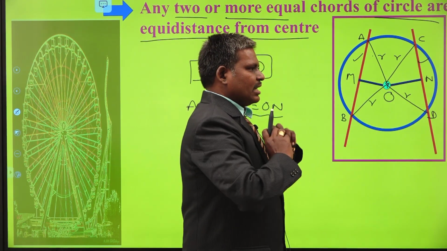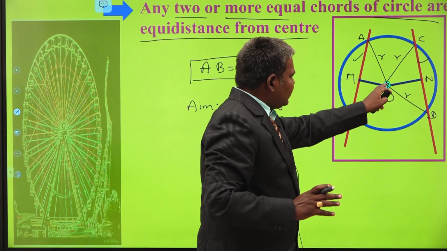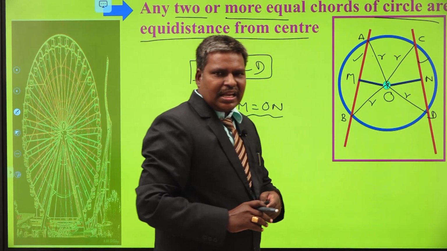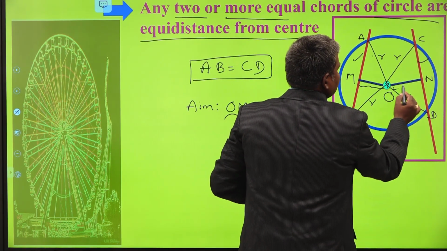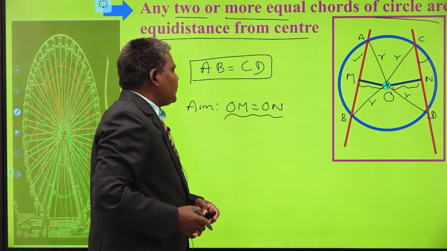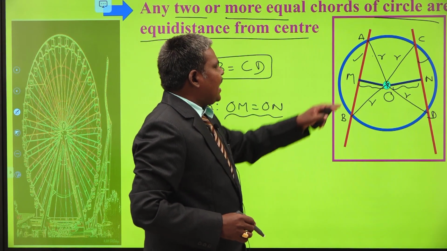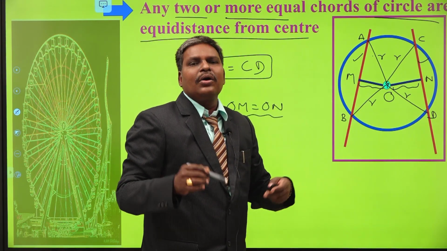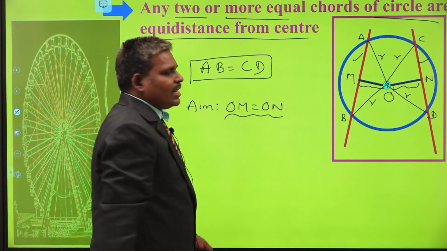Congruent means their corresponding side lengths are equal. So when these two are congruent, are the perpendicular distances equal or not? Yes, these two perpendicular distances are always equal. This is your aim, that is proved. So we have OM equals ON, since triangles AOB and COD are congruent. By congruent triangles itself, we get the required result.